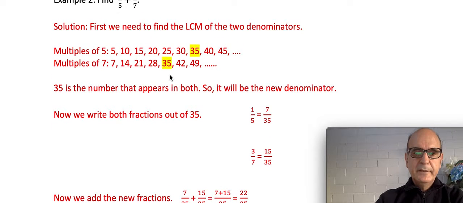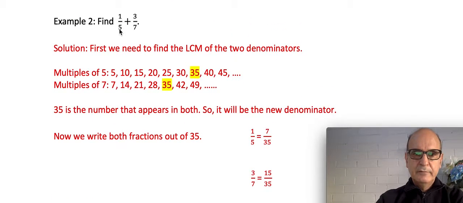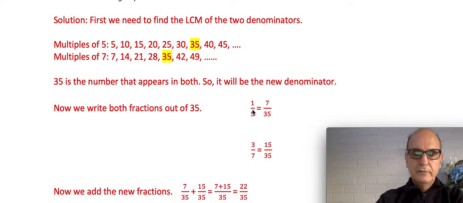My next step is to write both fractions out of 35. So the first fraction I had was 1/5. So I write 1/5 out of 35. But how do I do this? To do this, we've got to see, because 5 has changed to 35, where does 35 come from? From here. It is our lowest common multiple.